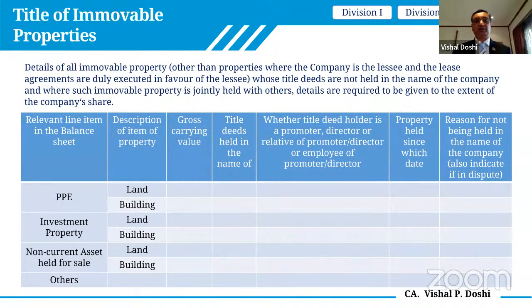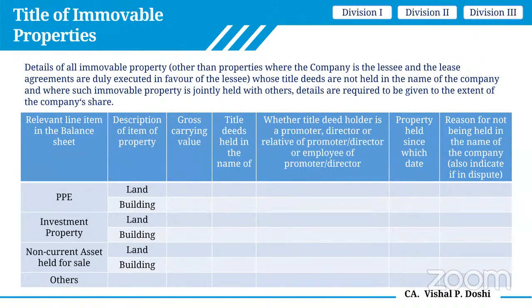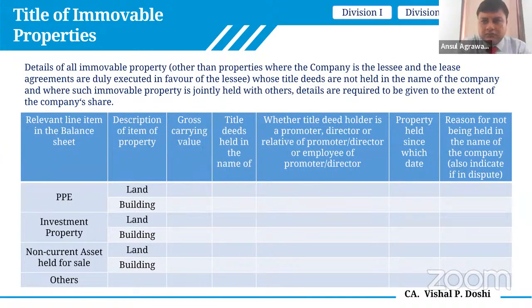So what is to be reported? The gross carrying value, whose name the title deeds are in, in whose name the property currently is, whether that title deed holder is a promoter, director or a relative of theirs or an employee, since when the property has been in their name, and why it is not in the name of the company, and if there is a dispute, then that also needs to be disclosed. So this is with respect to the title of immovable properties. Similar reporting is there under the CARO also.